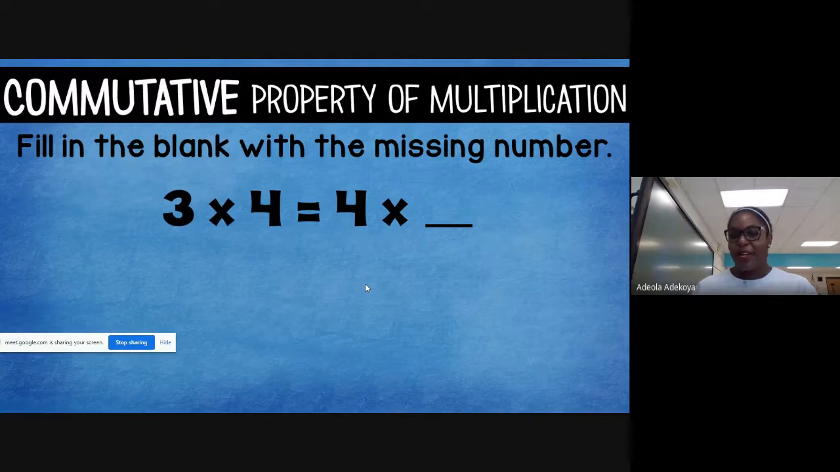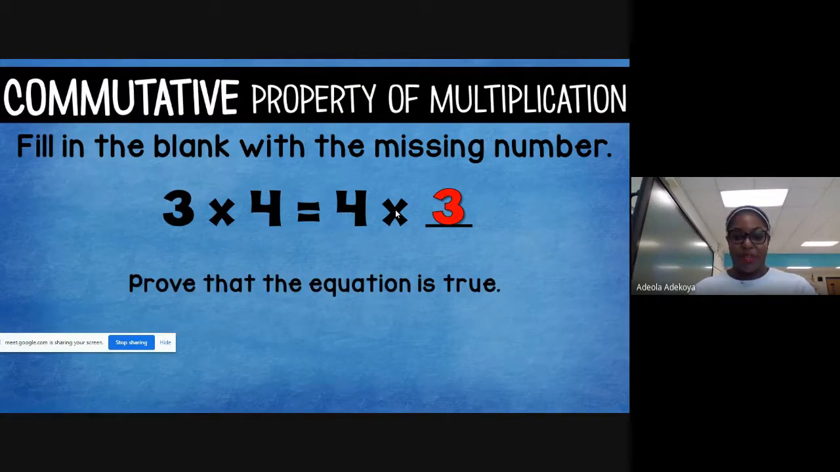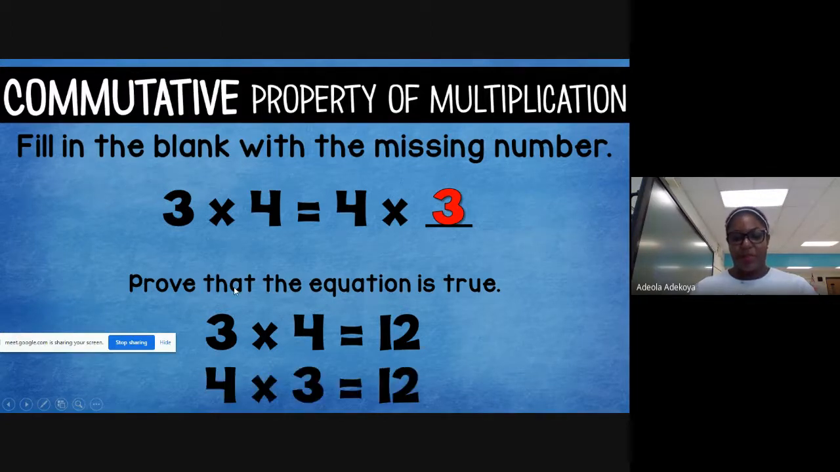So here we're going to go ahead and fill in the blank. The equal sign means same. 3 times 4 equals 4 times, and if you said 3, you are correct. 4 times 3, because both would give us 12. And how can we prove it? We're proving this equation by writing out the commutative property. 3 times 4 is 12, and 4 times 3 is 12.